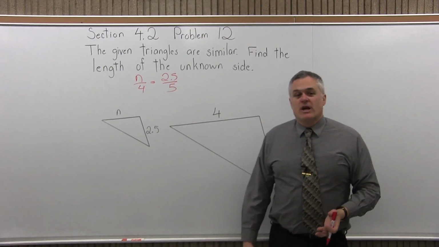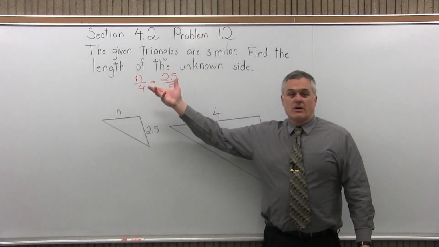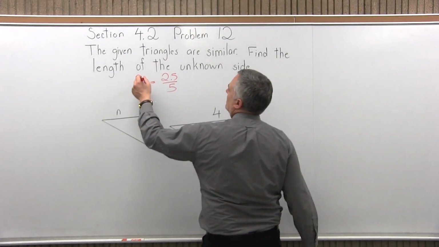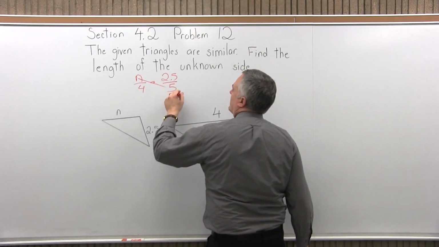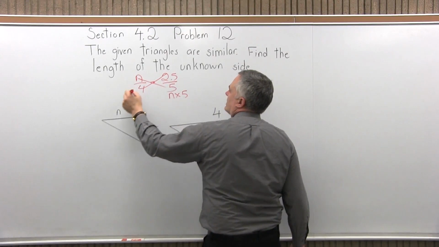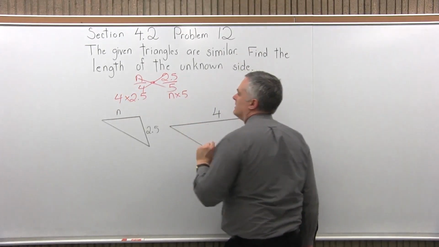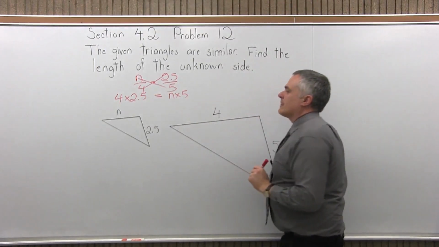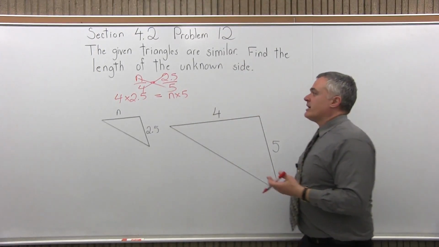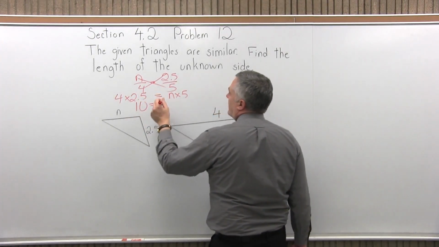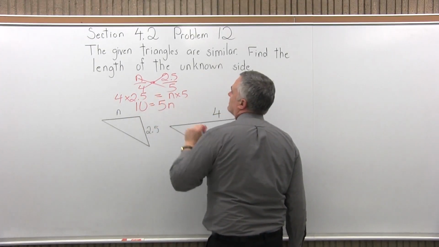So now when you have one fraction equal to another fraction where one part is unknown, you solve the unknown by cross-multiplying and dividing. So going one way we have n times 5, and going the other way 4 times 2.5. And that's equal. So we can simplify it. 4 times 2.5 is 10. n times 5, we can just write 5n.